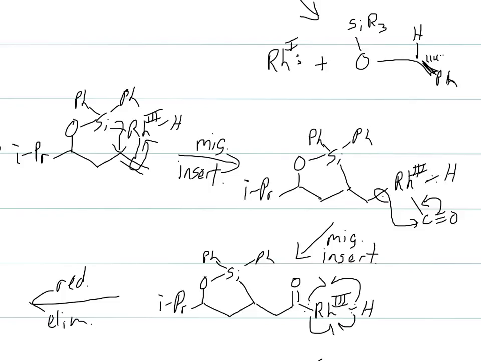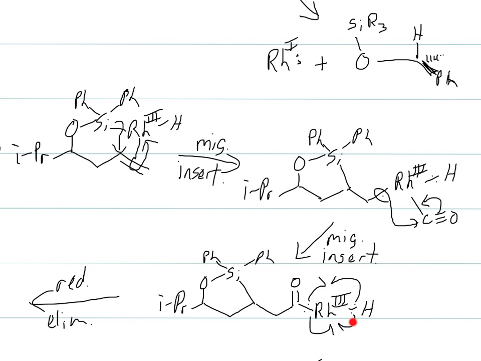You could have done the migratory insertion of the H coming first. That's fine. Usually you don't. Usually the carbon bond gets made first, but you certainly could do the H getting made first here. So the electrons here attack the carbon of the carbon monoxide. Pi electrons come down. That forms now a real bond with rhodium. Still rhodium-3. Migratory insertion.